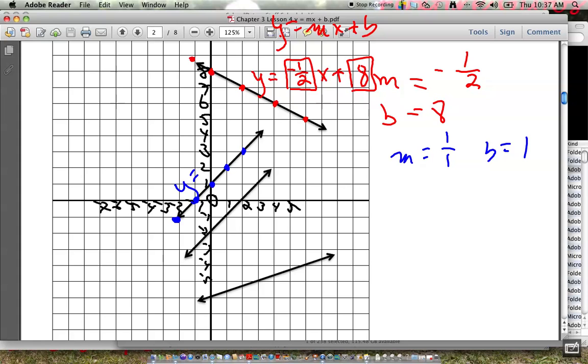Y equals, now what was the slope again? 1 over 1, or just 1, same thing, x. And now what's the y-intercept? Positive 1, so I just put plus 1. And that's it. Y equals 1x plus 1. So all you need to do is look at the picture and find them and plot them. Now, let's take a look at the green line.